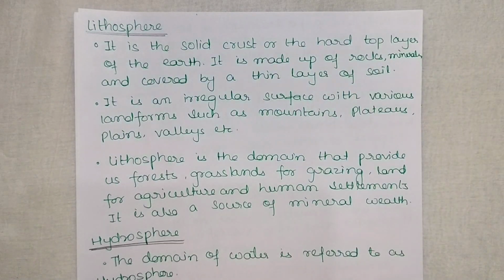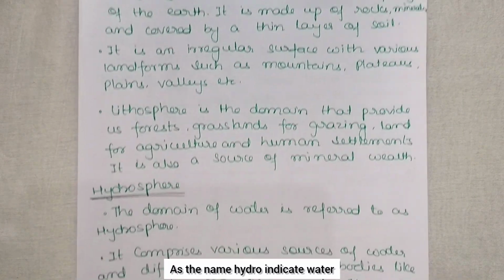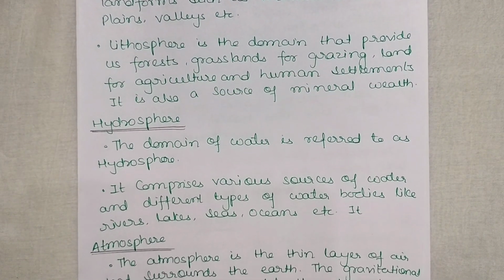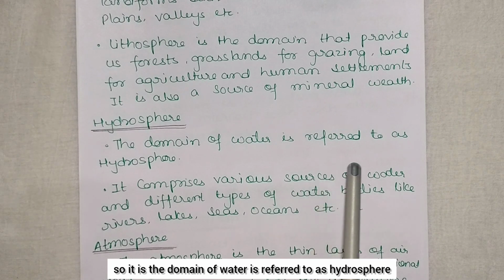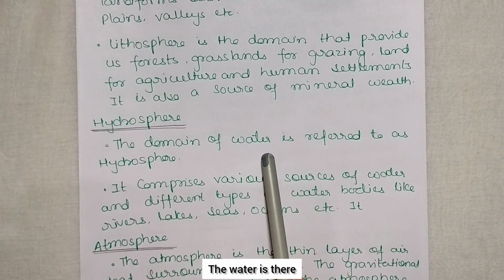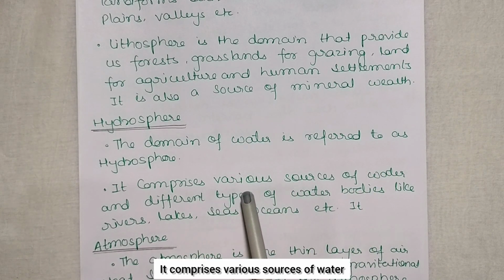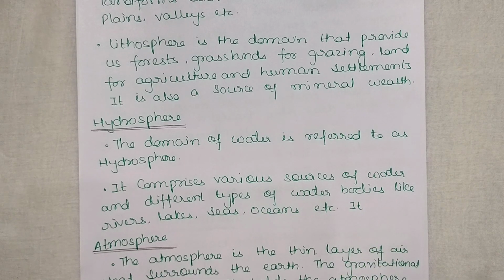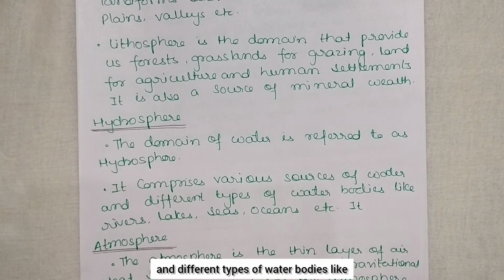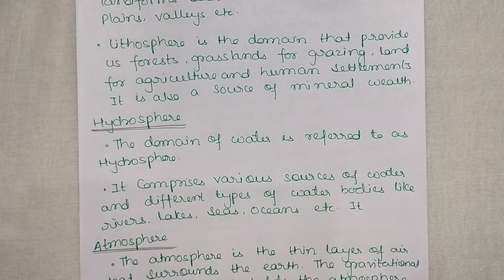Now what is hydrosphere? As the name hydro indicates water, the domain of water is referred to as hydrosphere. The water is there. It comprises various sources of water and different types of water bodies like rivers, lakes, seas, oceans, etc. So this is hydrosphere.